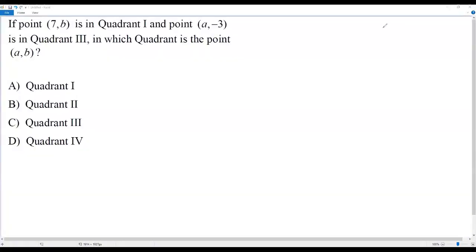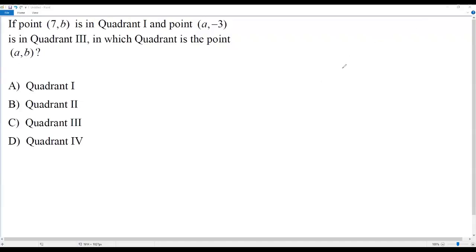Hi, here we have a math problem on four quadrants of an xy plane. Okay, let's go over the information. If point (7, b) is in quadrant 1 and point (a, -3) is in quadrant 3, in which quadrant is the point (a, b)?